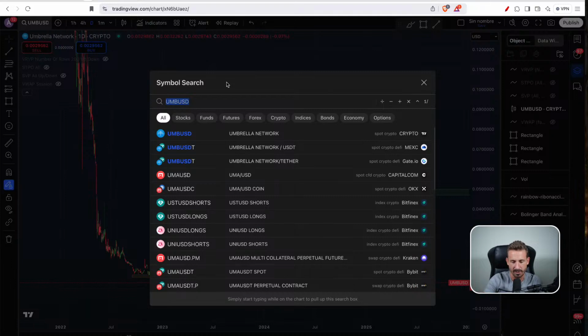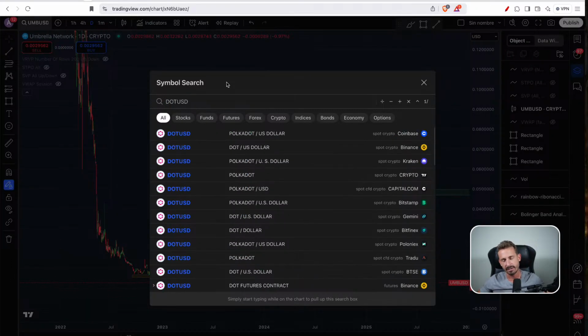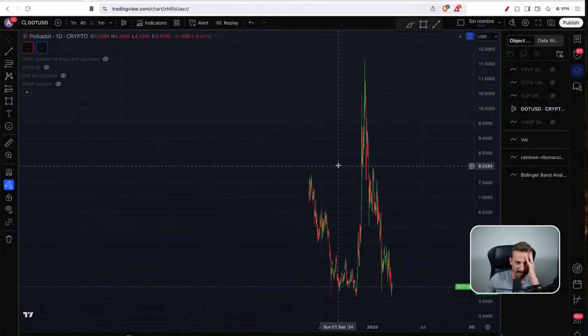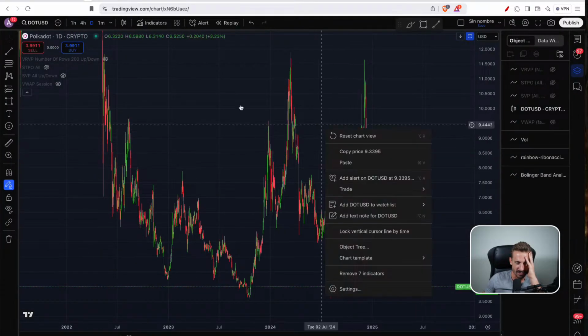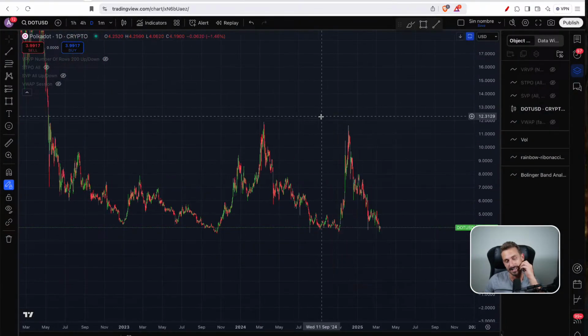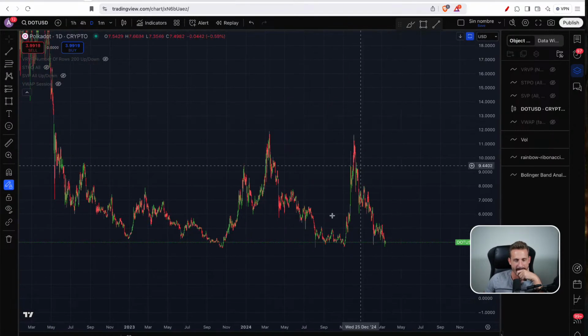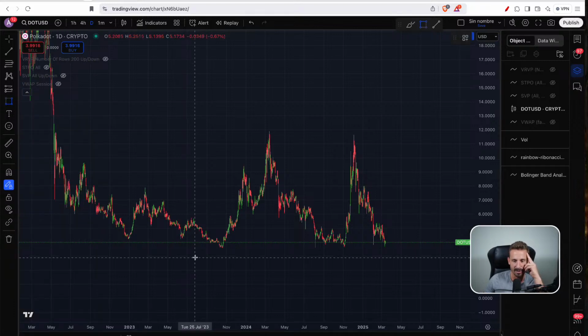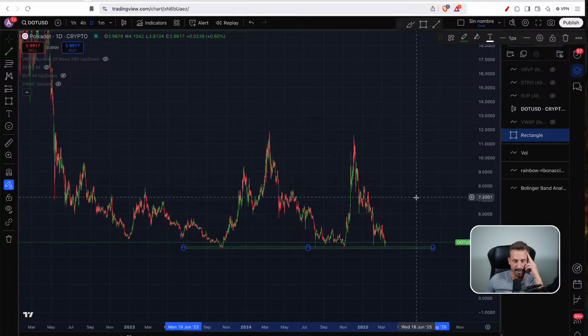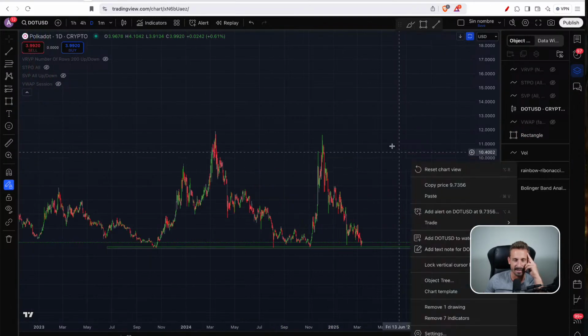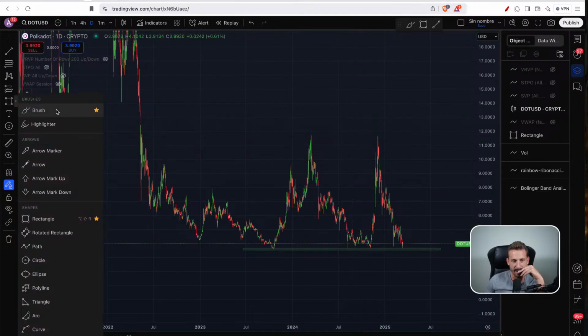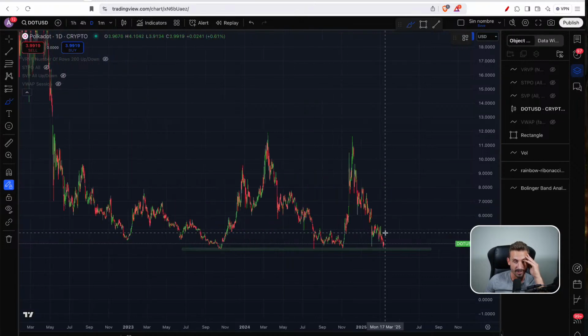So let's take a look at Polkadot, because my goodness, when I did take a look at Polkadot a few days ago, it does not look good. Wow, it's literally at the lows as well. This is crazy. Such a big high-cap, good project. It's at the bear market lows, right? It's actually tested the bear market lows.